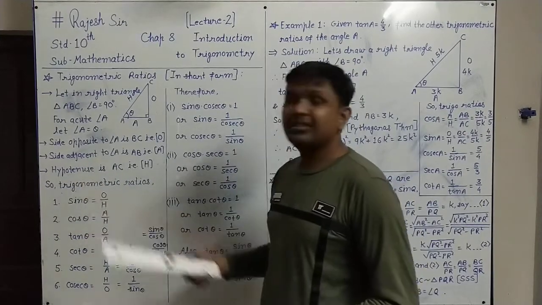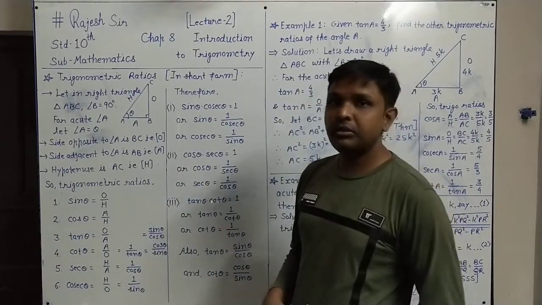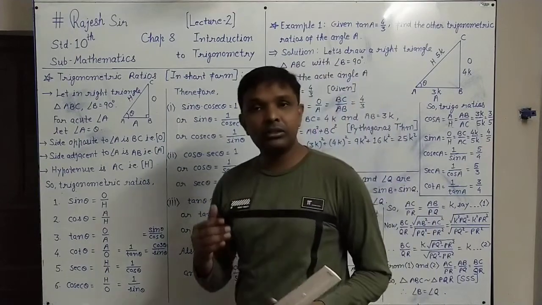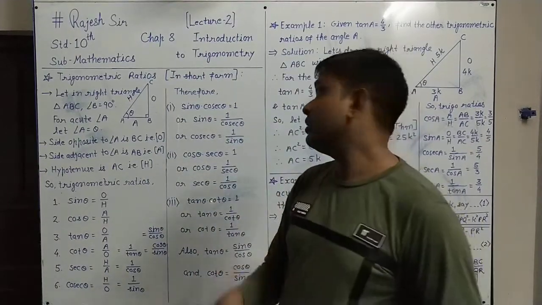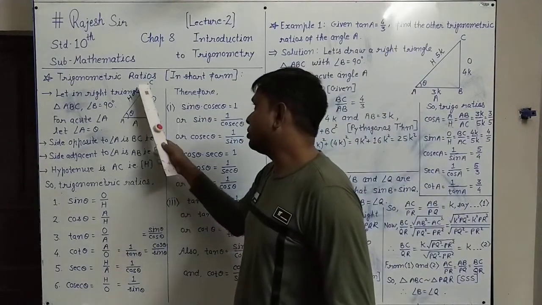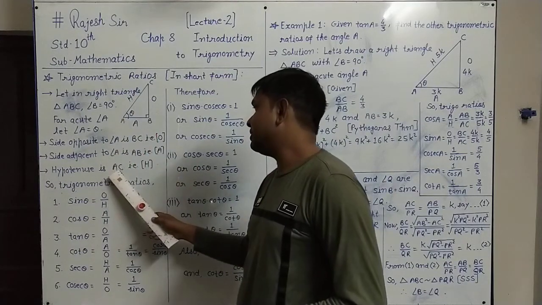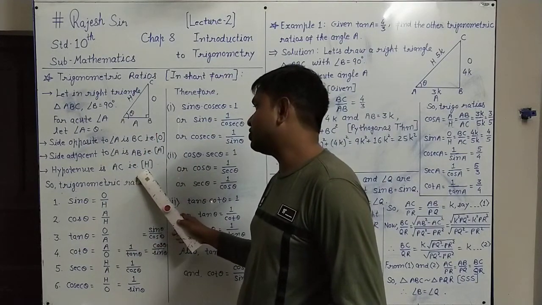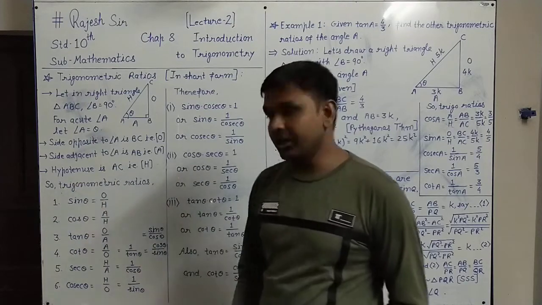Similarly, the hypotenuse is a fixed side which is opposite to the right angle. So the right angle is B, so its opposite is AC. So this AC is the hypotenuse, denoted as H for hypotenuse.